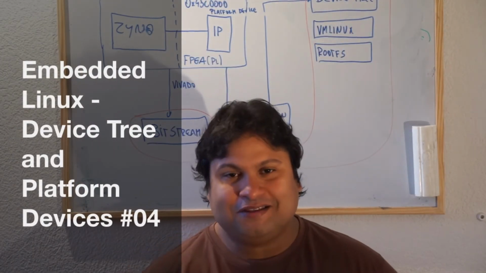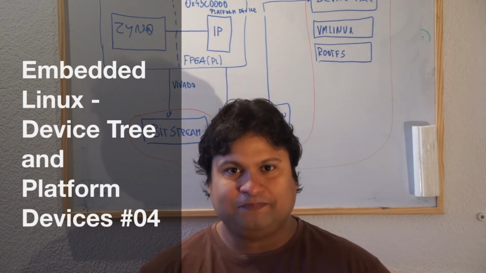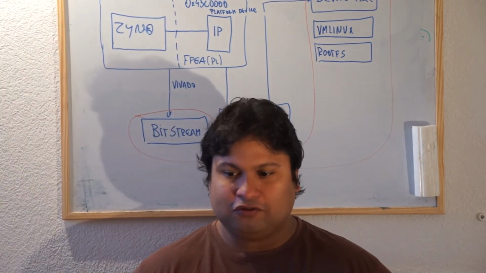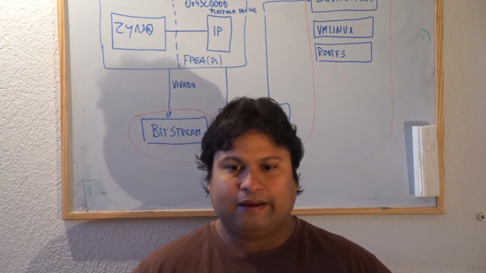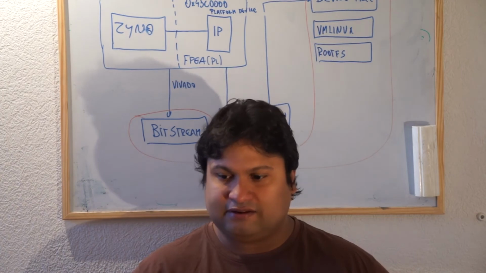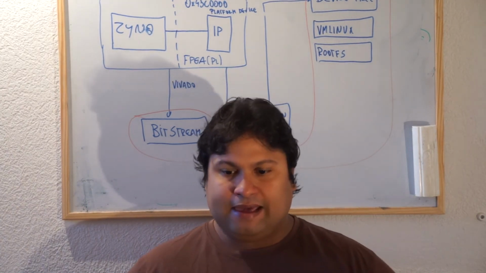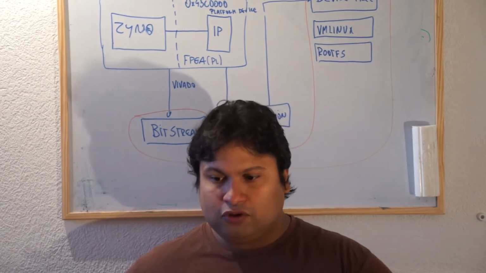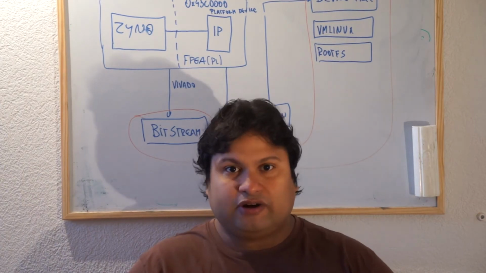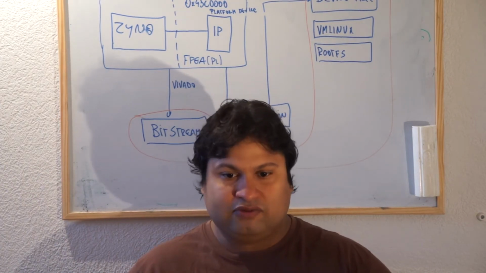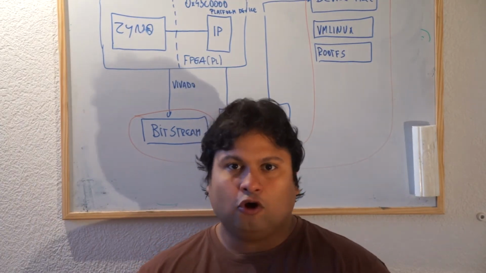Hello guys, so in today's video we're going to learn about device trees and platform devices, okay? The idea is that now we're going to make our Zboard recognize that there is some device, that there is some IP core working in the FPGA. And through device trees we're going to communicate to the kernel that there is hardware there and that there is a driver that will be responsible to control the device.